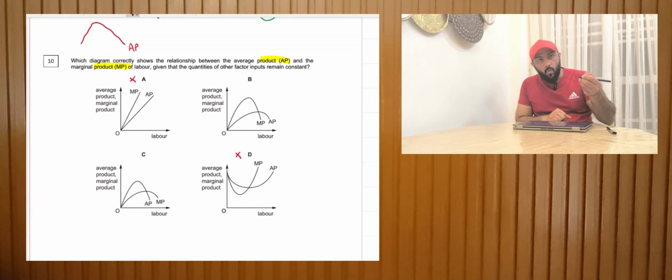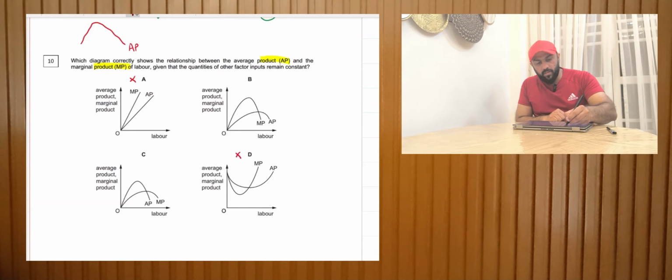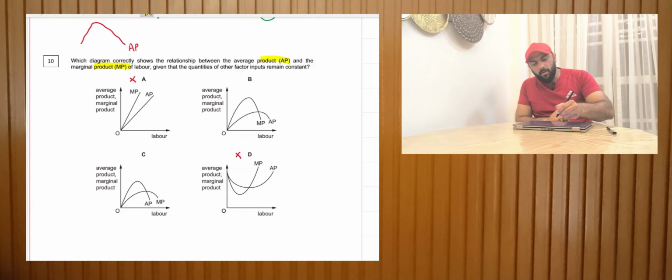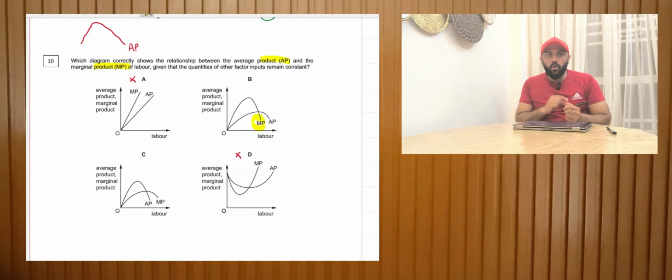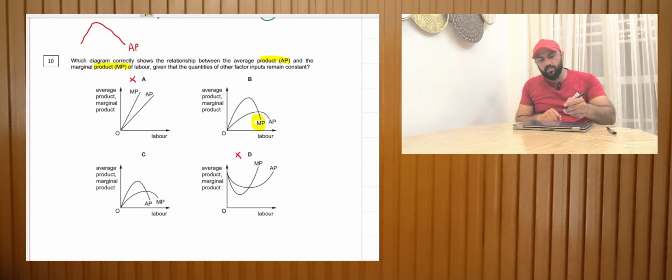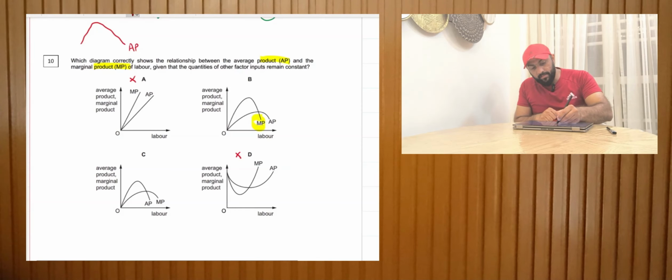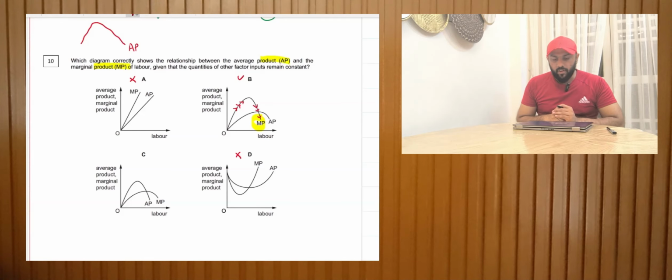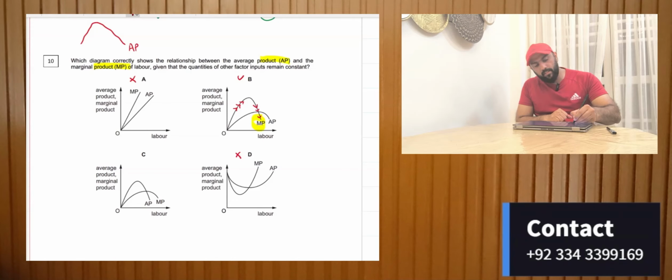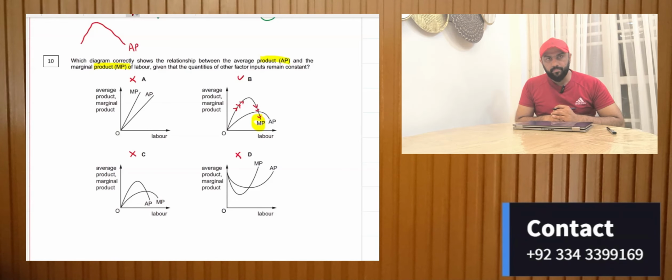Now, what distinguishes average and marginal product? Now, the marginal product would always increase by a faster rate and fall by a faster rate. So this is the correct answer. It's increasing faster than the average product, and when it comes falling down, it falls faster than the average product. So B is the right answer and C is incorrectly labeled.